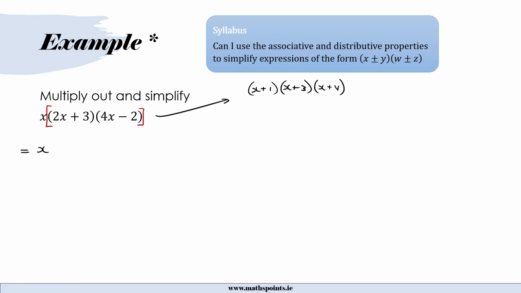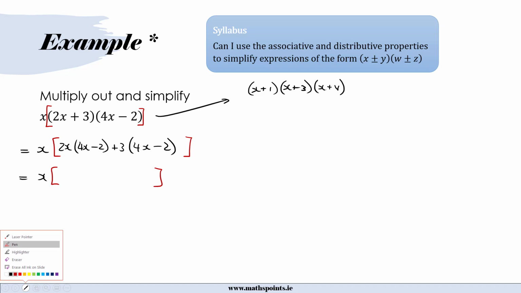So keeping the red bracket in the question, I'm going to split up this first bracket here. So again, opening the bracket. So I have 2x on 4x minus 2 plus 3 on 4x minus 2. So I've just opened up the first bracket and multiplied it by the second. So again, I'm keeping the x outside until the very end of the sum, and then I can join it back in. Multiplying out the brackets inside of the red brackets, I have 2x by 4x is 8x squared, 2x by minus 2 is minus 4x, 3 by 4x is 12x, and 3 by minus 2 is minus 6.